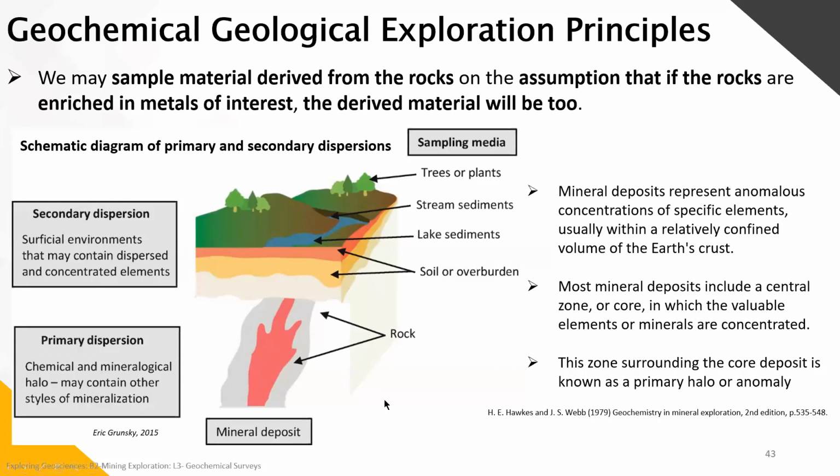Mineral deposits represent anomalous concentrations of specific elements, usually within a relatively confined volume of the Earth's crust. So what we see here: most mineral deposits include a central zone or core in which the valuable elements or minerals are concentrated. That is why it is called the mineral deposit. The zone surrounding the core deposit is known as the primary halo or anomaly, and that would be the proximal, so close to the deposit. The secondary dispersion would be the distal, or away from the deposit.